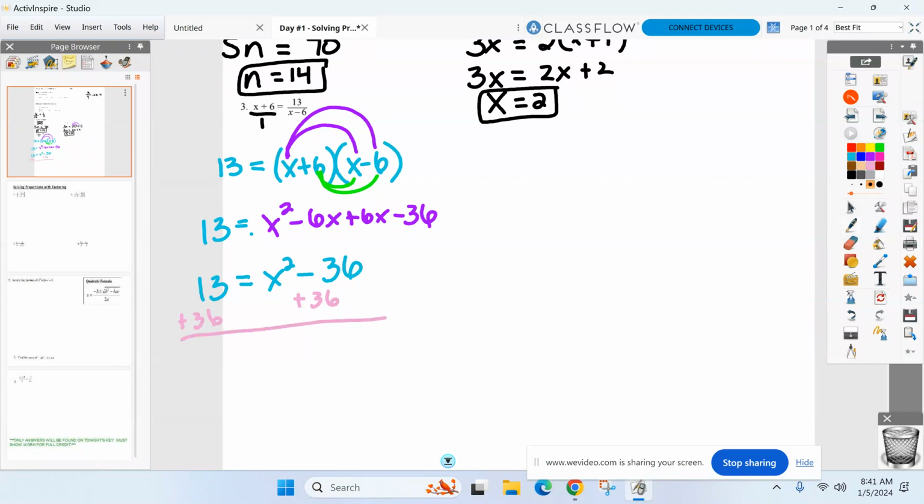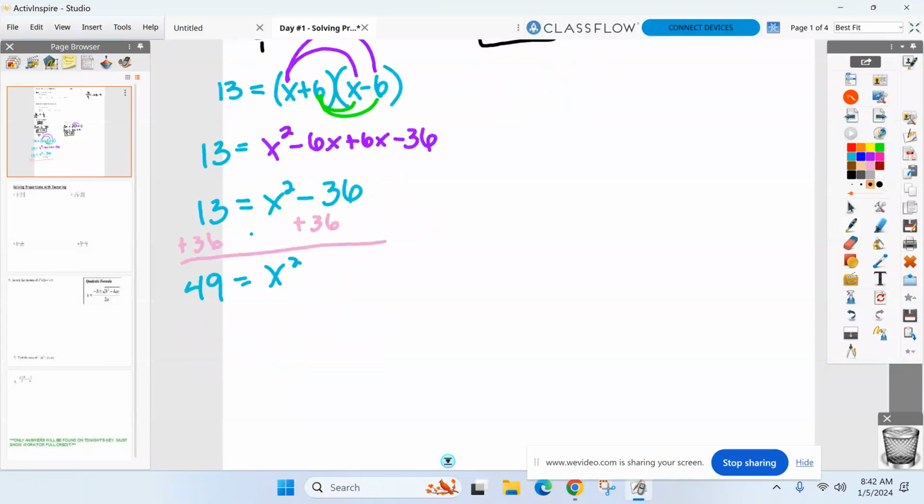Nice little number over there, huh? X squared equals 49. And then how do I get that 2 out of there on the exponent? Square root both sides. Yep, square root.